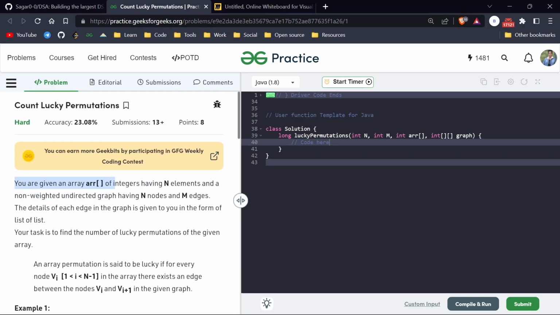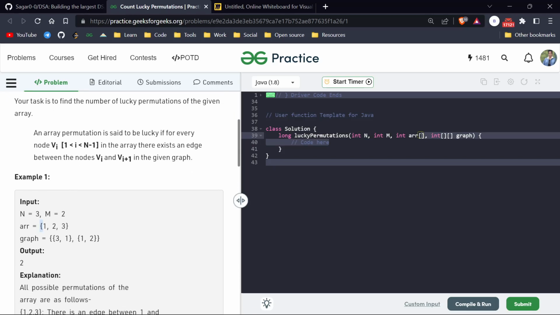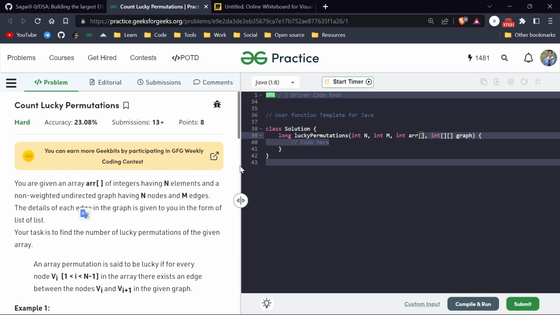We are given an array of integers of n elements and a non-weighted undirected graph of n nodes and m edges. So first of all, we are given these four inputs: n, that is the length of our input array, and that will contain some number of nodes, and after that we have m, that is the length of this graph, and that graph contains all the edges.